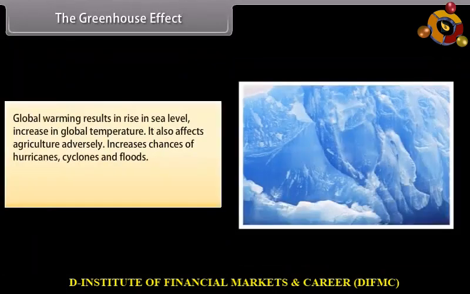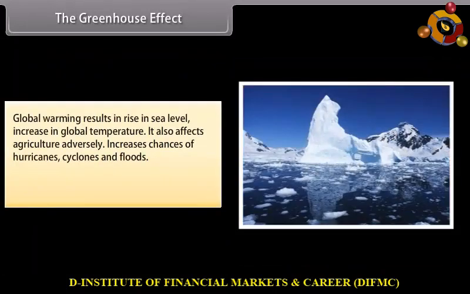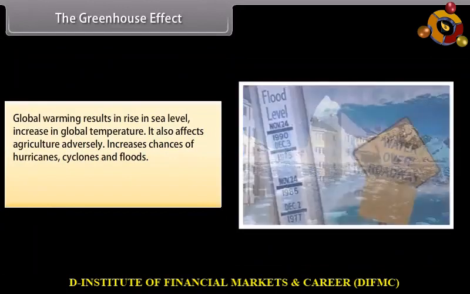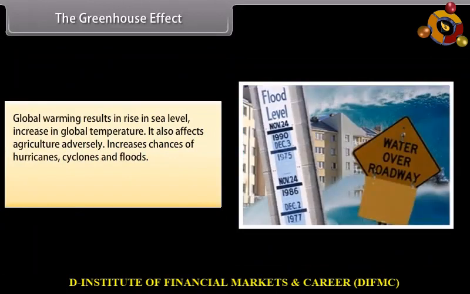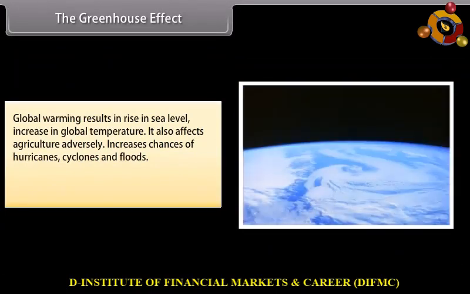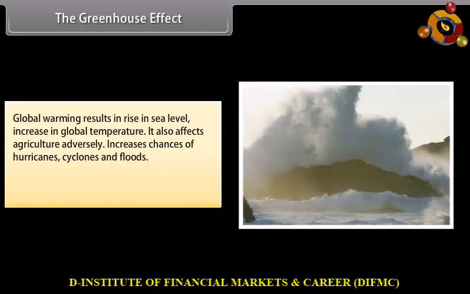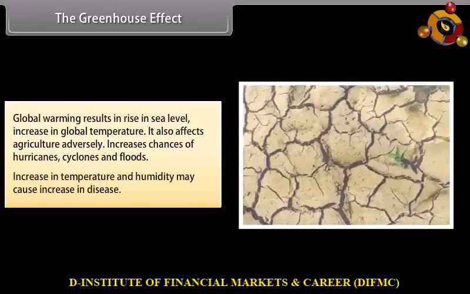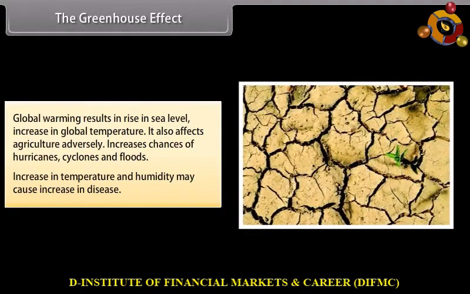Global warming results in rise in sea level and increase in global temperature. It also affects agriculture adversely, and increases chances of hurricanes, cyclones, and floods. Increase in temperature and humidity may cause increase in disease.